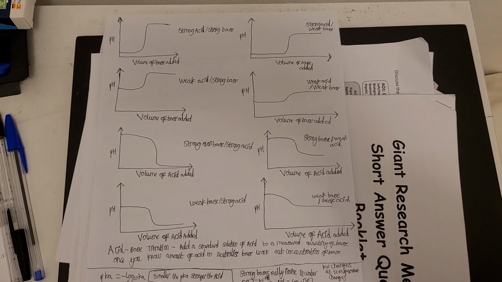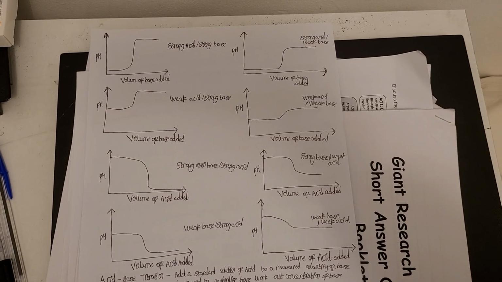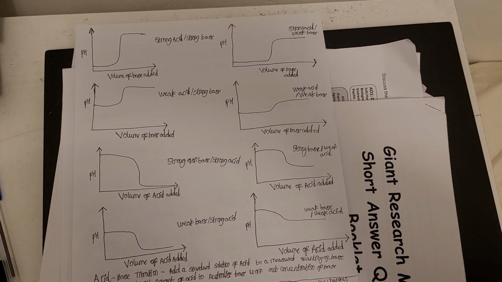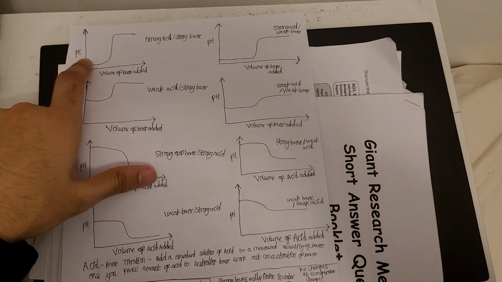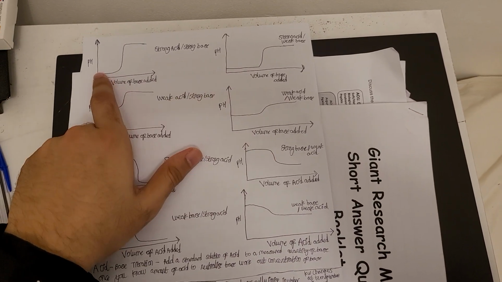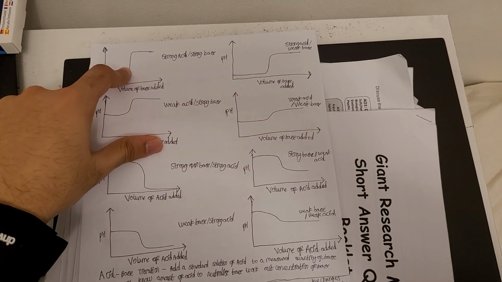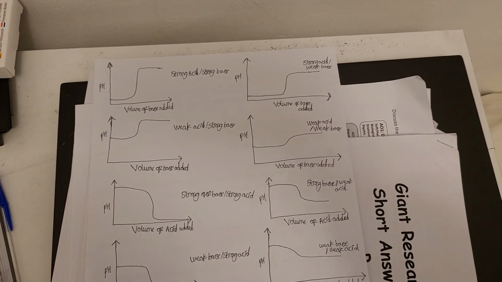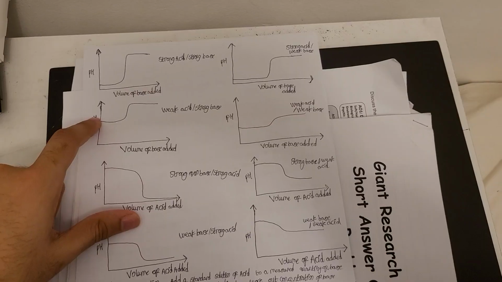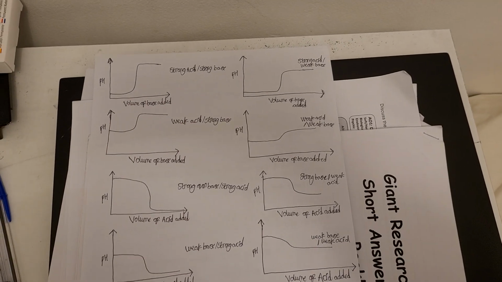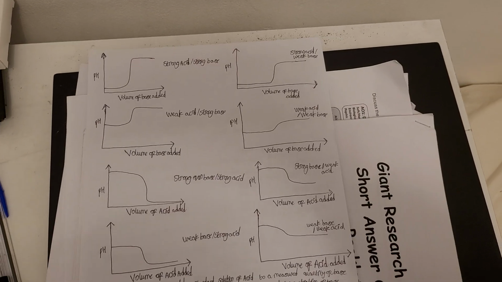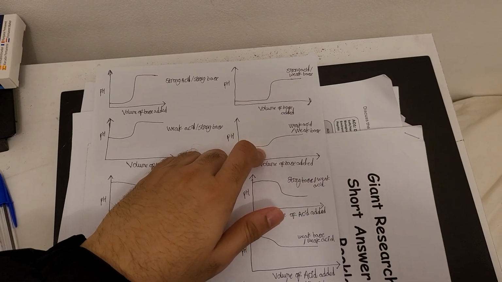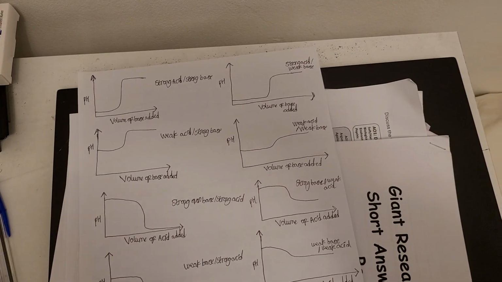Here are all the graphs you need to memorize. Strong acid/strong base looks like this, pH against volume of base added. Strong acid/weak base is very similar, but this bit is longer and the vertical part of the curve is smaller. Weak acid/strong base, we start off at around pH 7 and it goes up here. And weak acid/weak base, you draw it like this, and you can't use any indicator for that equivalence point.